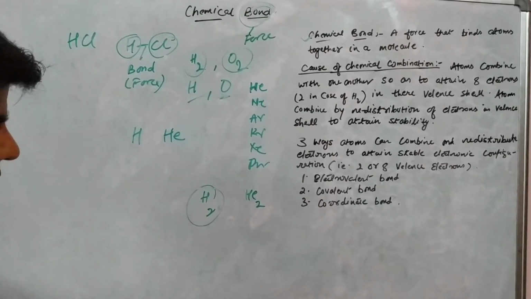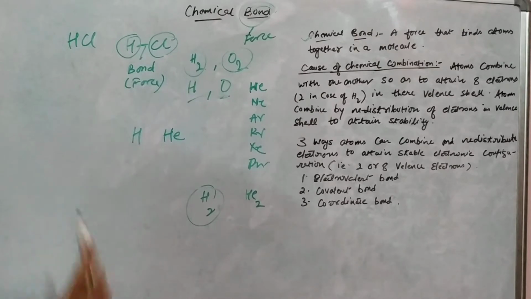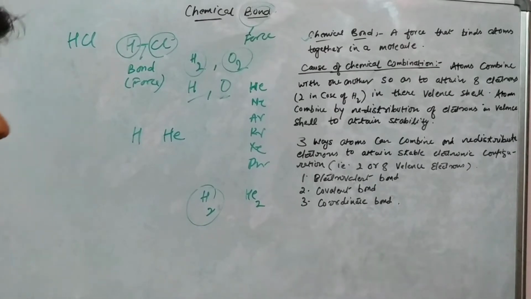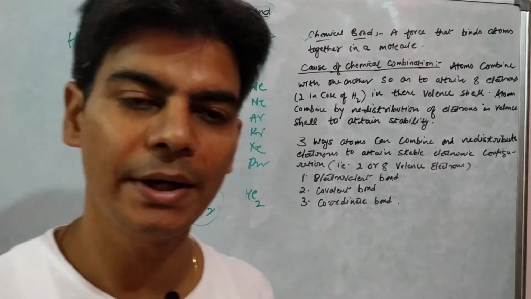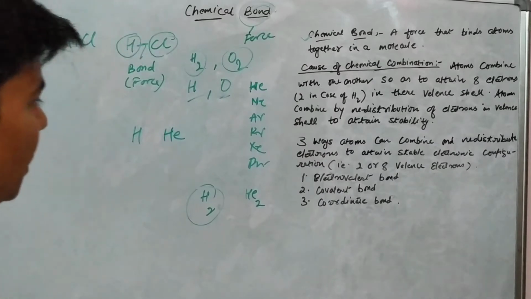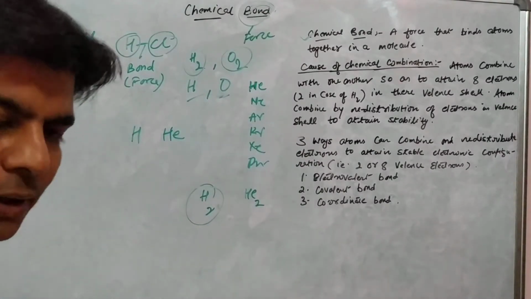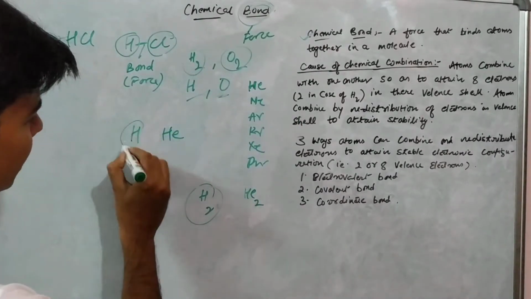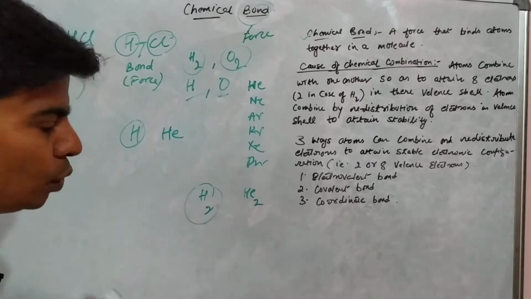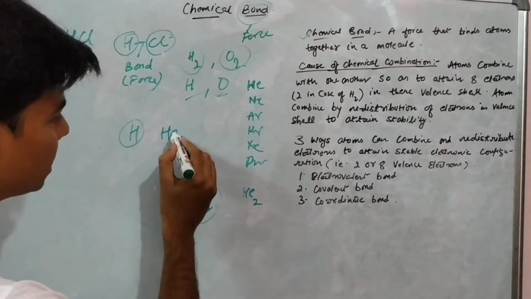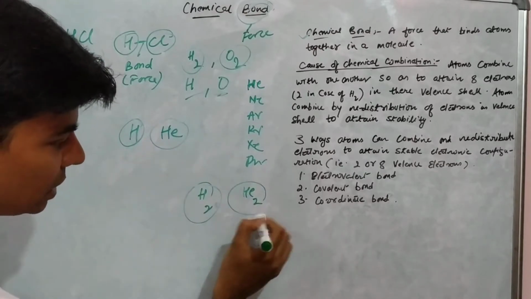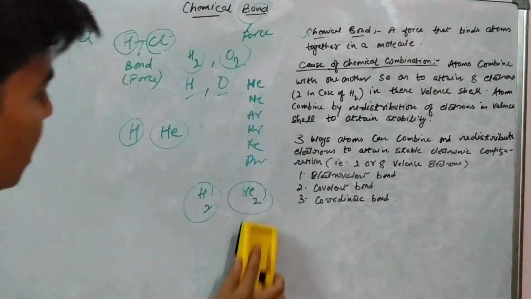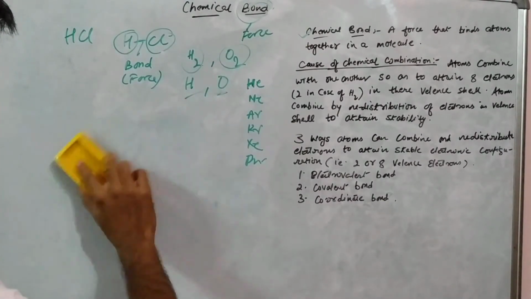Basically what we will be studying is why atoms combine to form molecules. What is the reason behind the chemical combination of atoms? Once we know why atoms combine to form molecules, we'll get the answer why hydrogen cannot exist as H and exists as H2, and why helium exists as He and does not exist as He2. I'll get back to this. Now let's understand the reason for atoms combining to form molecules.